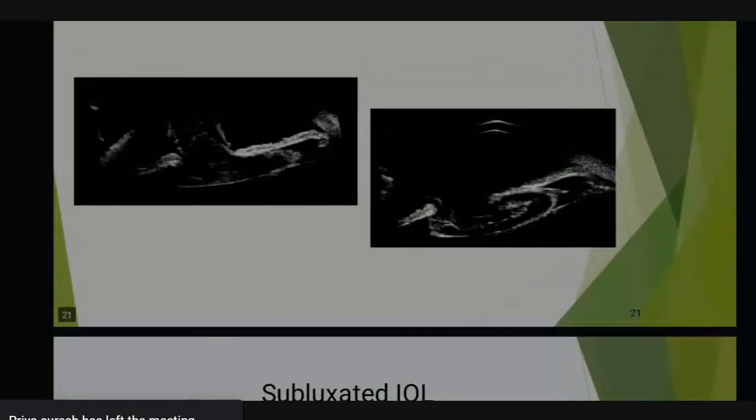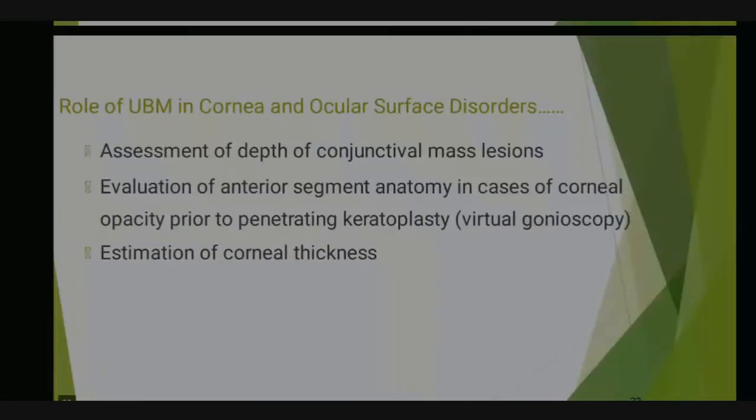Even if the anterior lens capsule is ruptured and the posterior is intact, they can place the IOL in the bag, right? So the most common indication for UBM is to see these only. Before the surgery, they will ask.